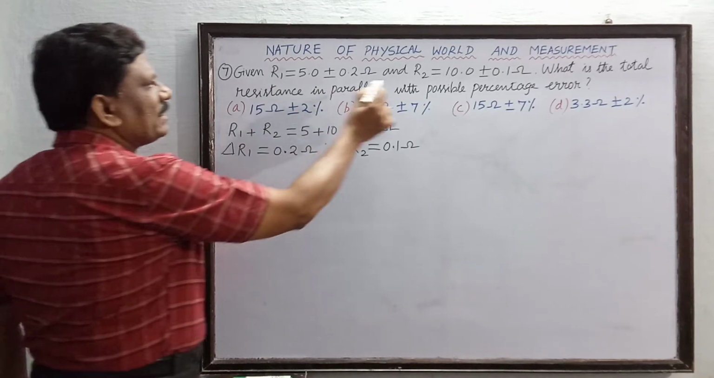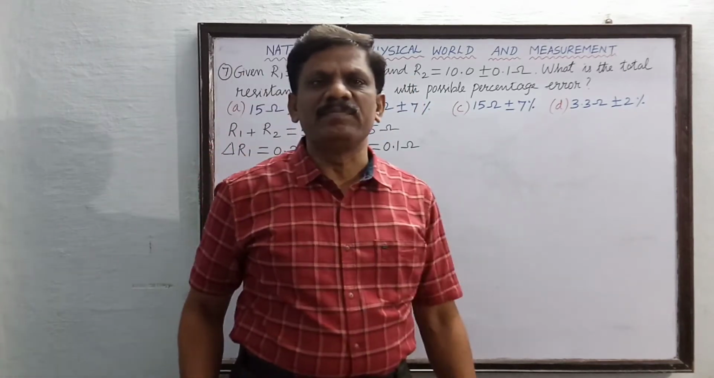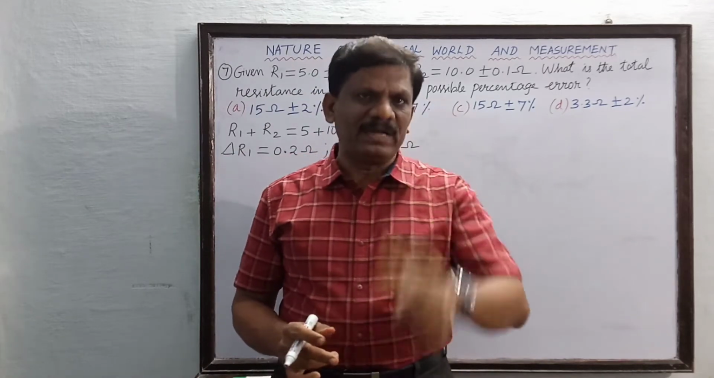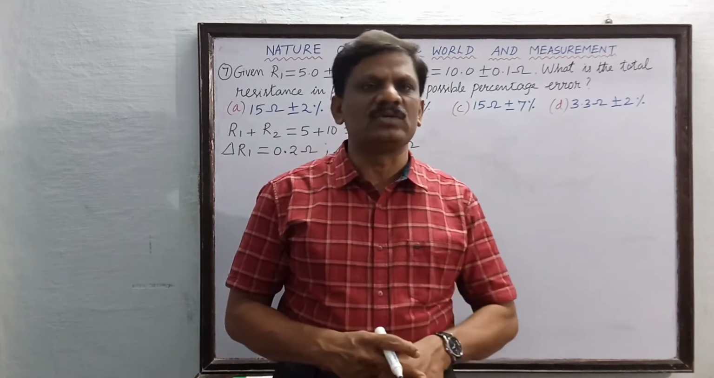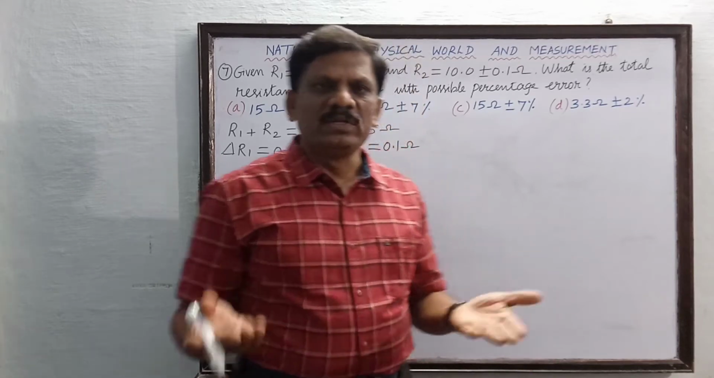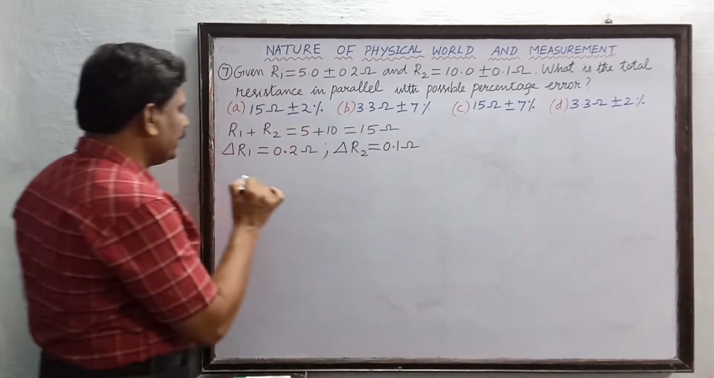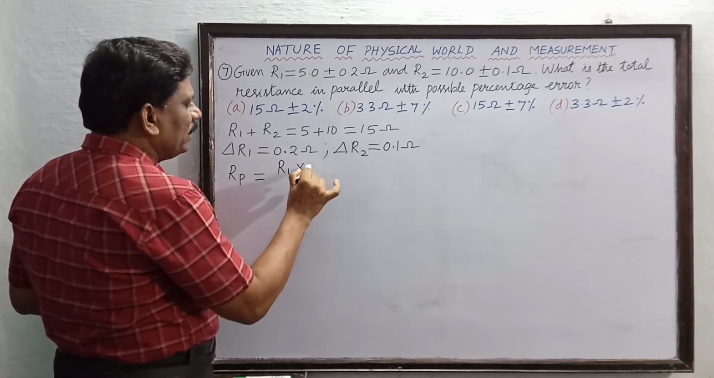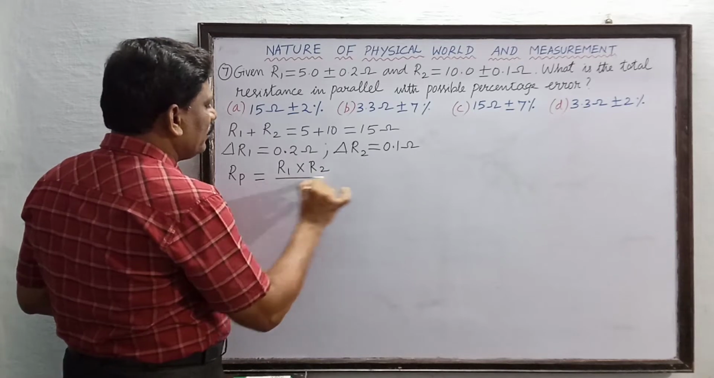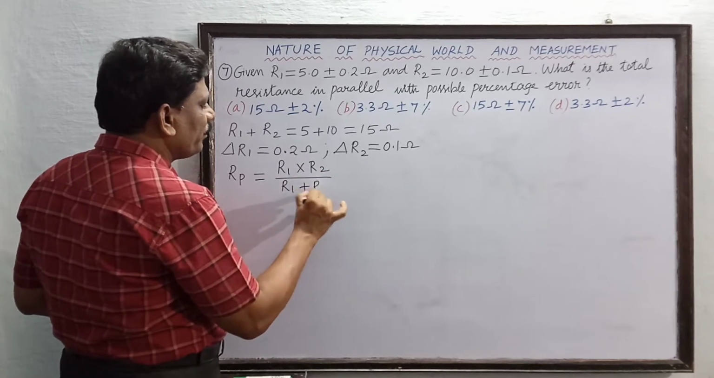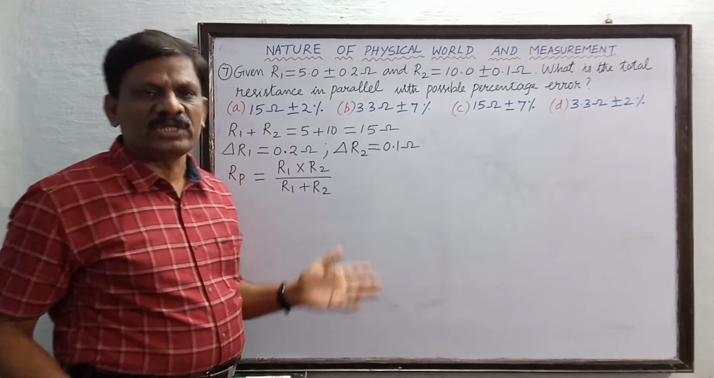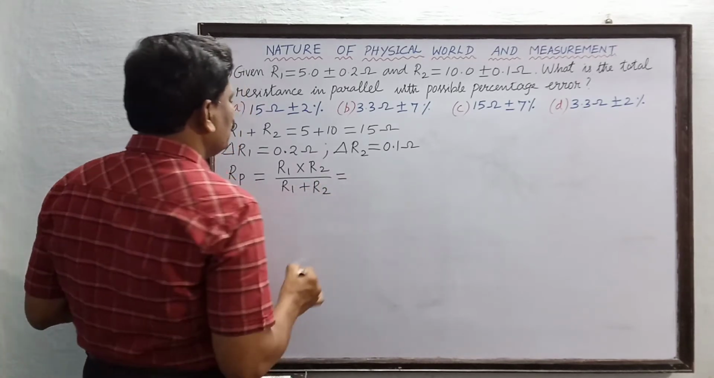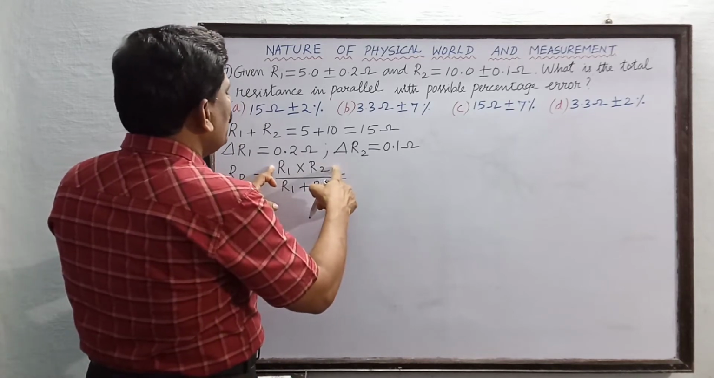Now, when two resistors R1 and R2 are connected in parallel, you must have derived an expression in the 10th standard. 1 by R parallel is equal to 1 by R1 plus 1 by R2. Or straight away, when only two resistors are given, we can write that R parallel is equal to R1 into R2 divided by R1 plus R2. So this is the straight away shortcut formula. So I am going to substitute for R1 and R2.